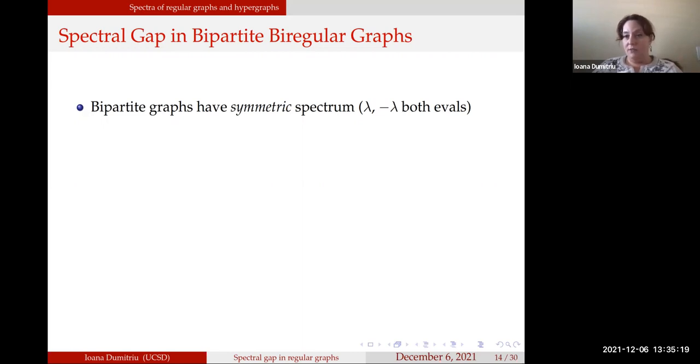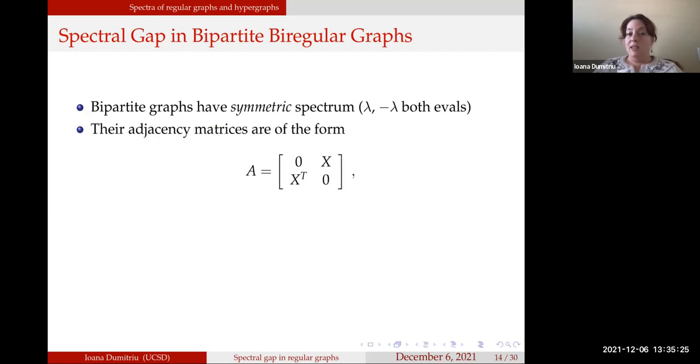So if a graph has a symmetric spectrum, then it is bipartite. Now, their adjacency matrices are of this form. And for those of you well-versed in linear algebra, it should tell you immediately that there's a different problem than the eigenvalue problem that's related to this format of a matrix, and that is singular values.